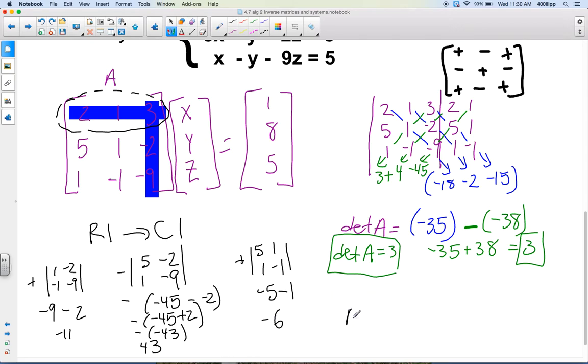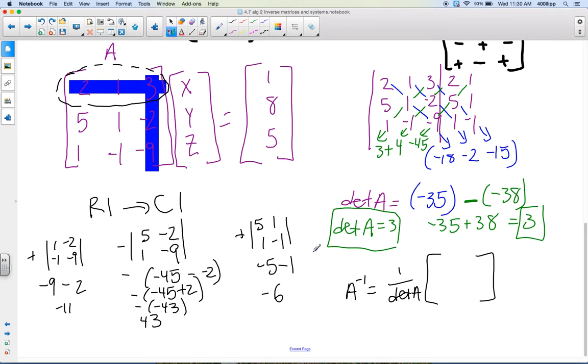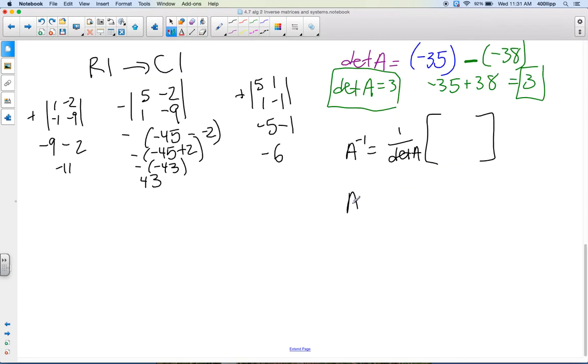So let's start the inverse here. A inverse is going to be 1 over the determinant of A times all of the cofactors. Okay, so we can fill that out too. So we already found the determinant of A to be 3. So we're going to fill that out. So we have A inverse is equal to 1 over 3. We'll multiply that in after we find all of the cofactors.